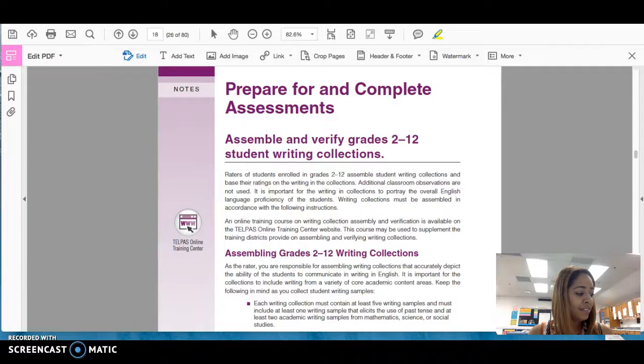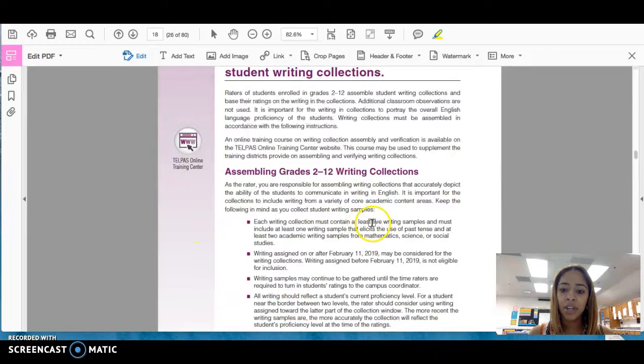this little activity. So starting on page 18, some important things to remember is that you'll need to include at least 5 writing samples, and one of those will need to be used in the past tense, and then at least 2 of them will need to include an academic sample from math, science, and or social studies.